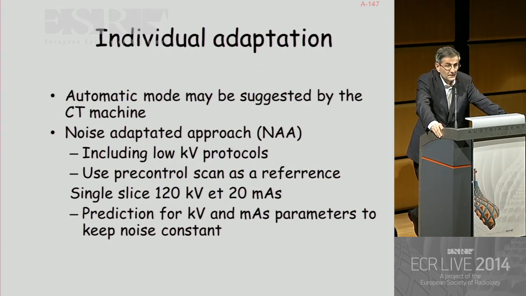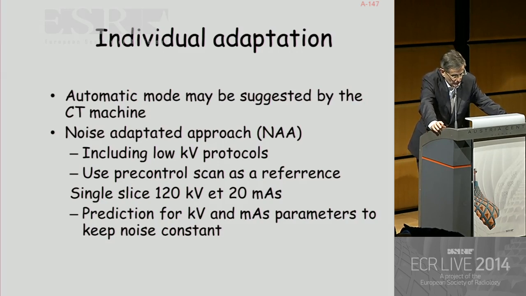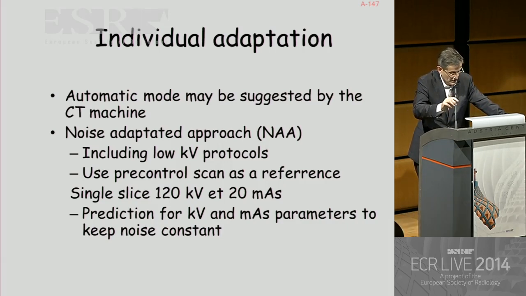So, individual adaptation. There are some tools provided by the manufacturers, which provide automatic adaptation and automatic adjustment of kV and mAs, but you can also do it by yourself. We conducted a study including low kV protocols, and we just use the pre-control scan as a reference, using a single slice, which is used to put your ROI over the aorta and to detect the bolus arriving in the heart.